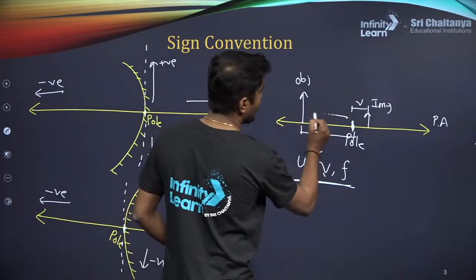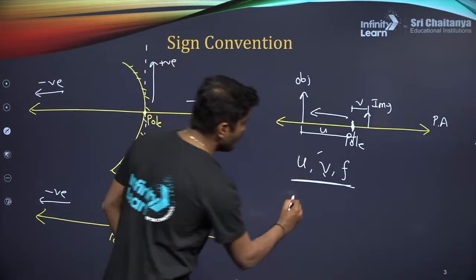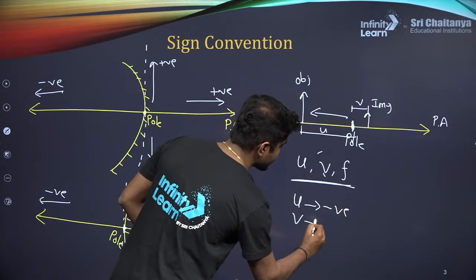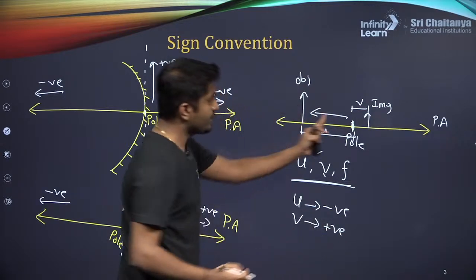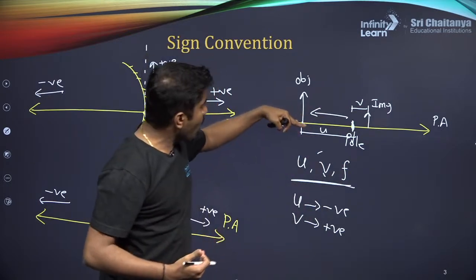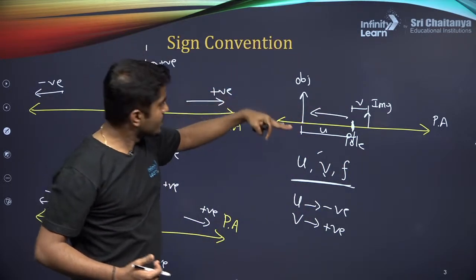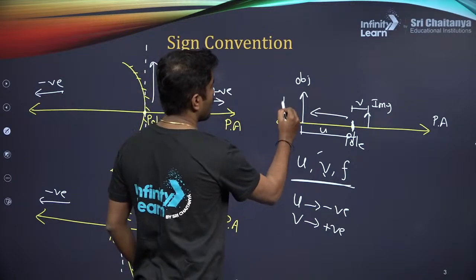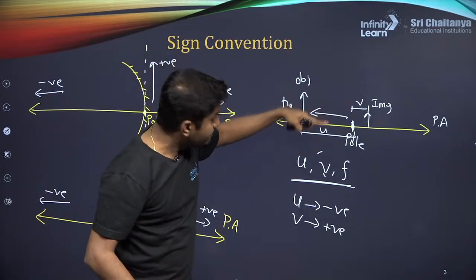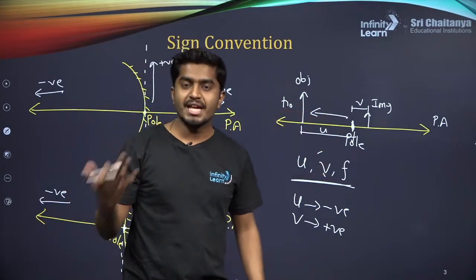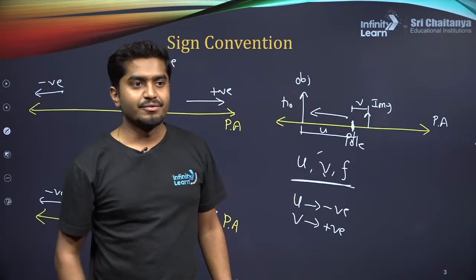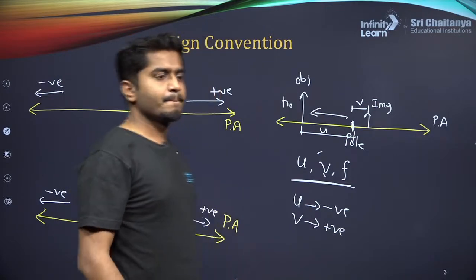You are measuring it in the negative direction. So u is negative. In this case, v is positive. Understood? V you are measuring to the right side. Clear? And if the object is above the principal axis, it has a height of the object, and it would be positive. If the object is below the principal axis, that is going to be negative. Clear? Easy?